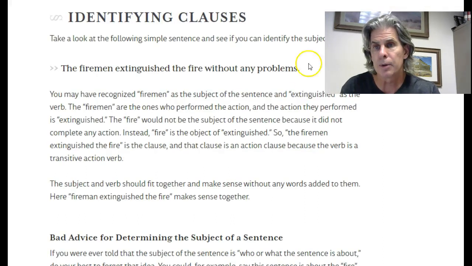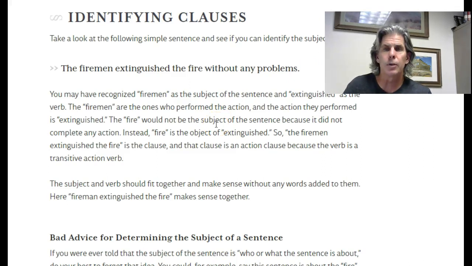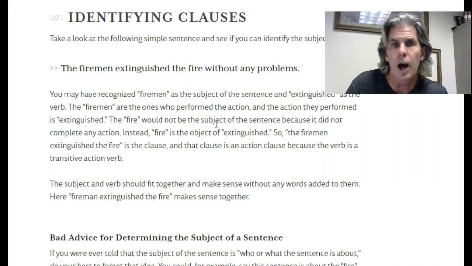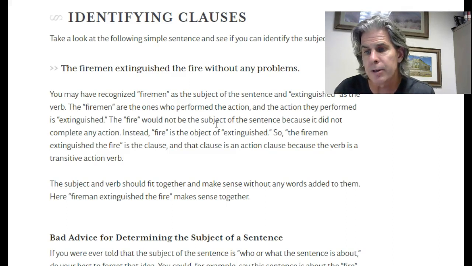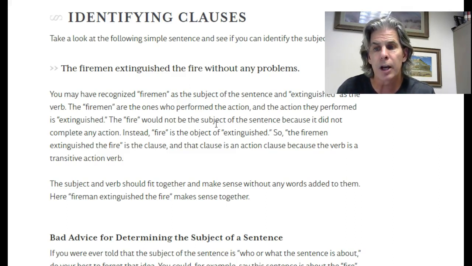Okay. This last thing I want to cover is identifying the clause. The ability to do this is what you need to do, especially in the final draft stages, to check to see if you've got sentences, if you really got your stuff down. And I ask folks, take a look at this sentence. The fireman extinguished the fire without any problems. You might think, and this gets back to that early idea of a topic and a subject, what is this sentence about?